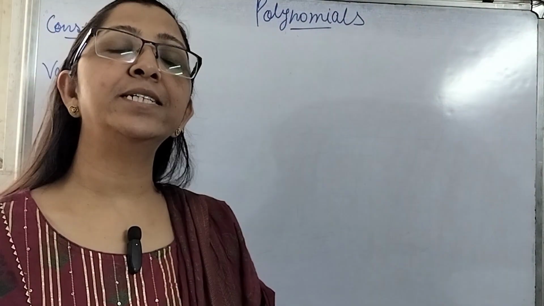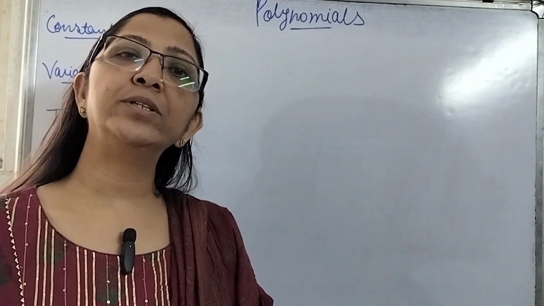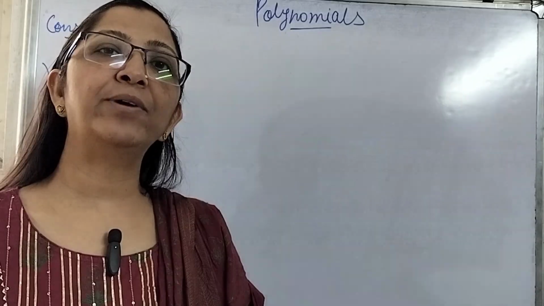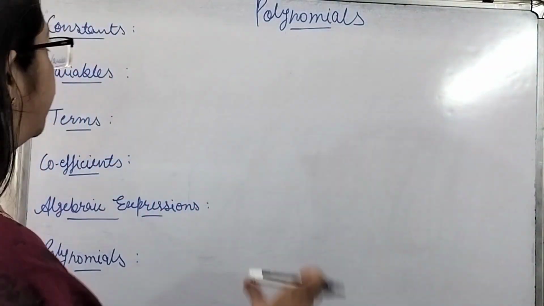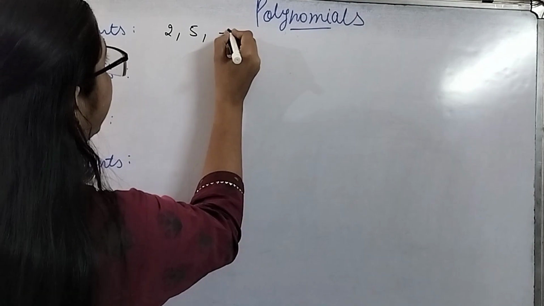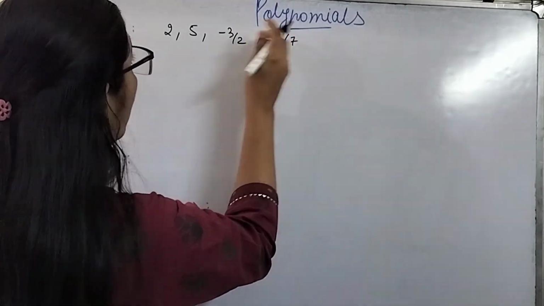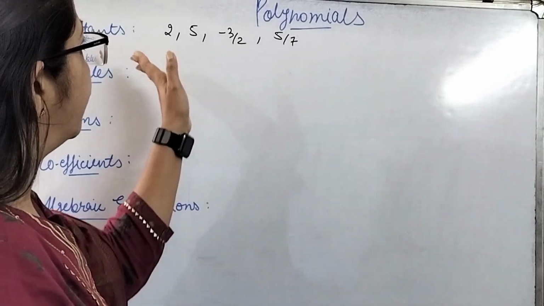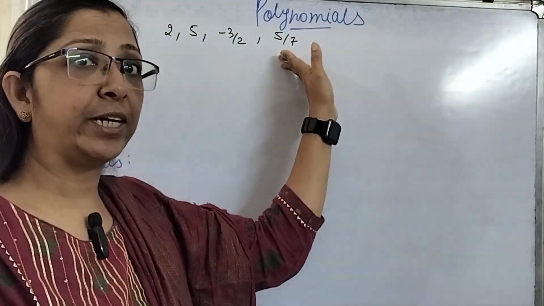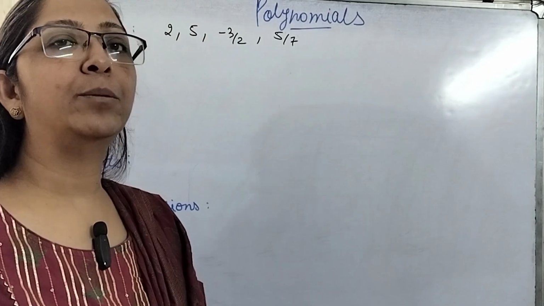Constants. Constants are the numbers whose values remain the same throughout. Means whatsoever the situation we are using it in, its value will be the same. So all the numeric values like 2, 5, minus 3 upon 2, or you can say 5 upon 7. All these are your constants because wheresoever and in whatsoever situation we use these numbers, their value will be the same.